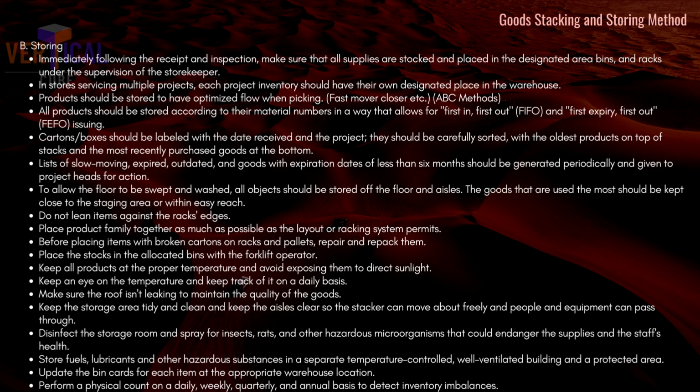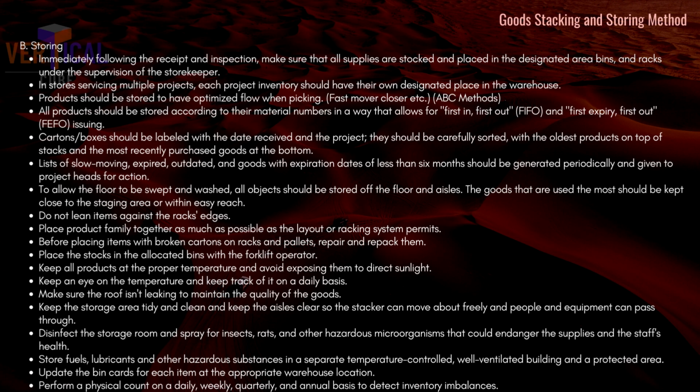7.25. Keep all products at the proper temperature and avoid exposing them to direct sunlight. 7.26. Keep an eye on the temperature and keep track of it on a daily basis. 7.27. Make sure the roof isn't leaking to maintain the quality of the goods. 7.28. Keep the storage area tidy and clean and keep the aisles clear so the stacker can move about freely and people and equipment can pass through. 7.29. Disinfect the storage room and spray for insects, rats, and other hazardous microorganisms that could endanger the supplies and the staff's health.